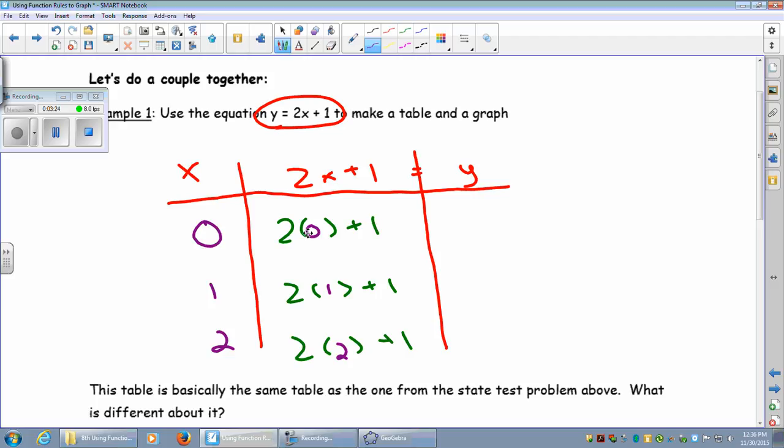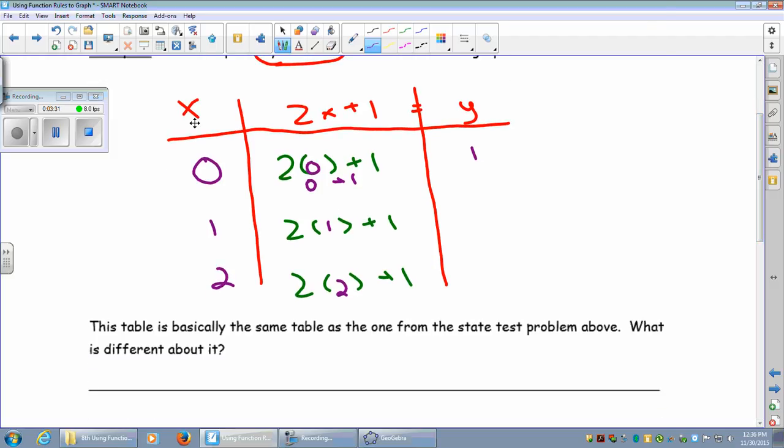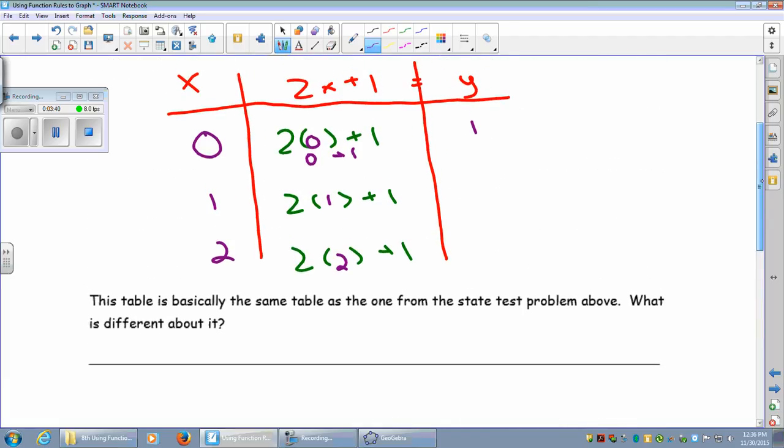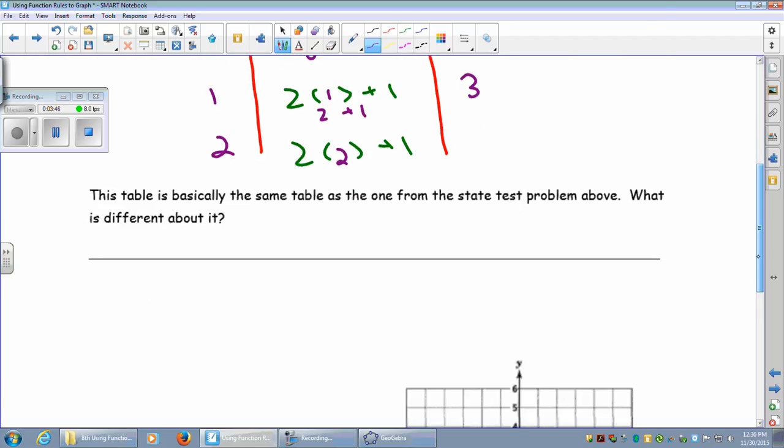So this first one is 2 times 0, which is 0, plus 1, which is just 1. So my first coordinate that I can graph has an x of 0 and a y of 1. So 0, 1 is going to be my first point. My next point, 2 times 1 is 2, plus 1 is 3. So 1, 3 is my next coordinate.